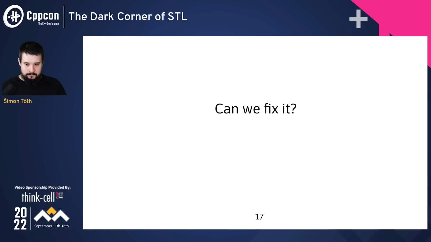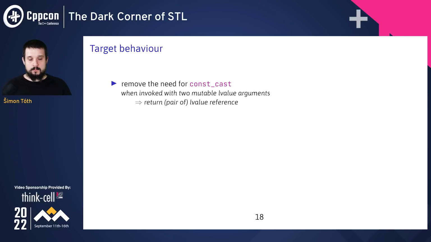All right. So that's a lot of issues that I have just talked about in a relatively short time span. So can we fix it? It would be nice to maybe propose some alternatives, not necessarily to fix the standard because that's a tedious process, but you might want to implement your own MinMax algorithms or something to that effect. So what do we actually want to do? Well, first of all, it would be nice if we didn't have to const_cast. If we pass in mutable L values, well, there really isn't any reason to not get a mutable L value back.